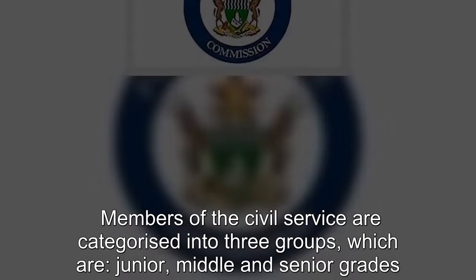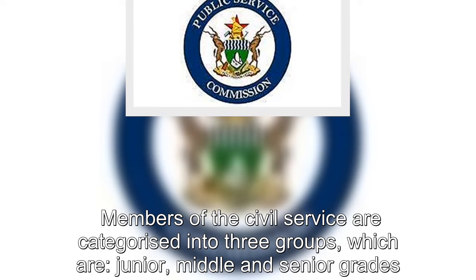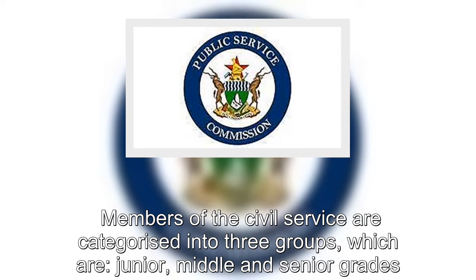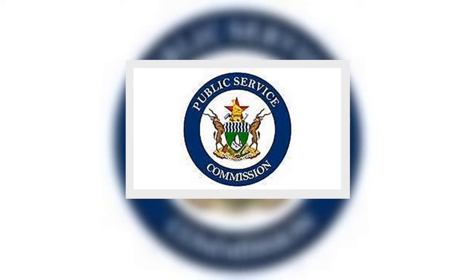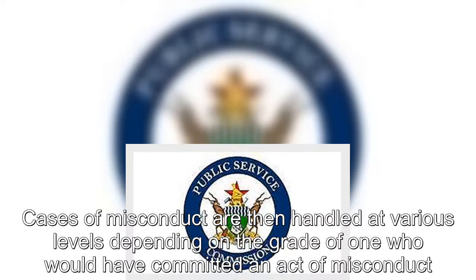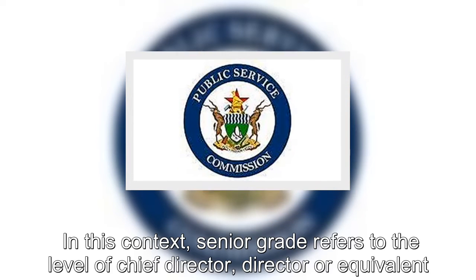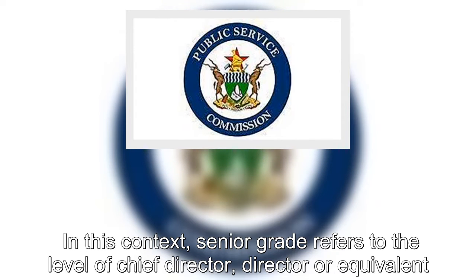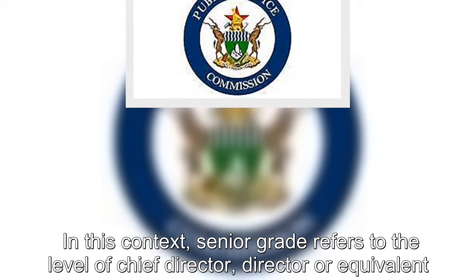Members of the civil service are categorized into three groups, which are junior, middle and senior grades. Cases of misconduct are then handled at various levels, depending on the grade of one who would have committed an act of misconduct. In this context, senior grade refers to the level of chief director, director or equivalent.